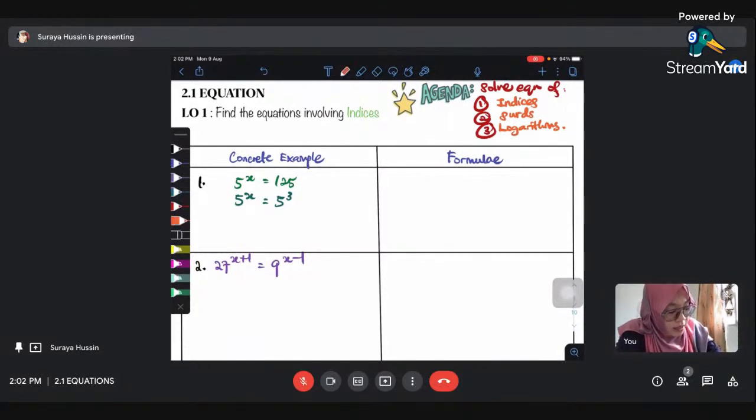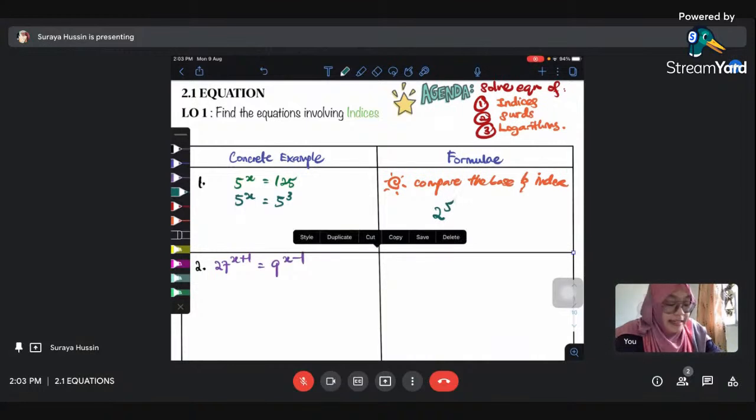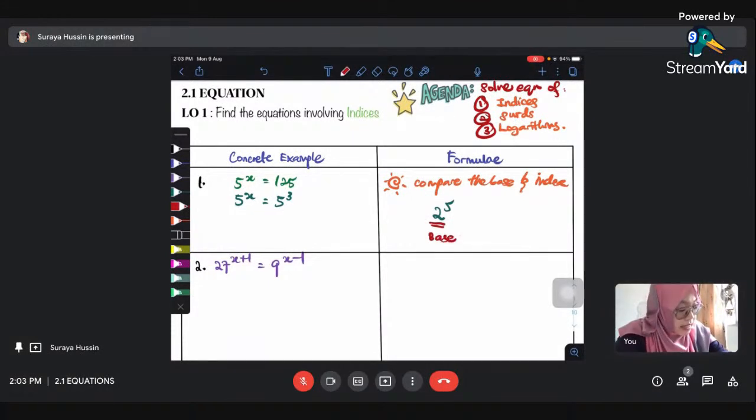Because 5 to the power of 3 is 125. And therefore, we are trying to, okay, buat ya matahari ni, simbol matahari ni, it's like my trademark already. It means that it is very important, and I'm trying to compare the base and the index. Do you still remember apakah itu base dan index? So base adalah yang ini. This is what we call as the base. 2 adalah base, manakala 5 ni adalah index.